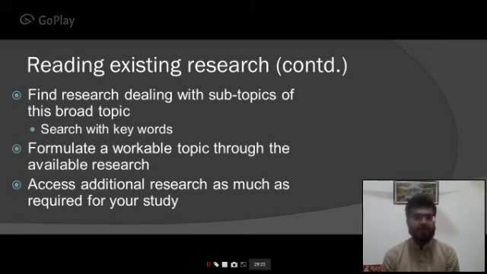In the beginning it might sound that there isn't enough data available on the topic, but if you follow this procedure and with reading identify the subtopics, the sub points, and then search with the keywords, you will be able to expand your knowledge of the topic. Look at how this topic has been discussed by other researchers, which areas and aspects of the topic have been worked upon by them.